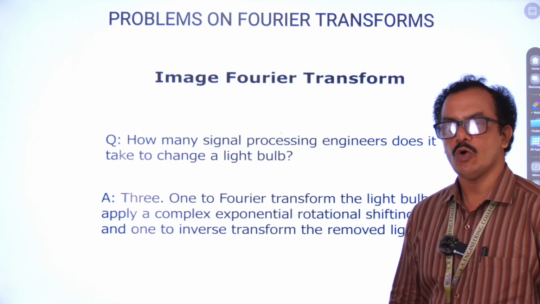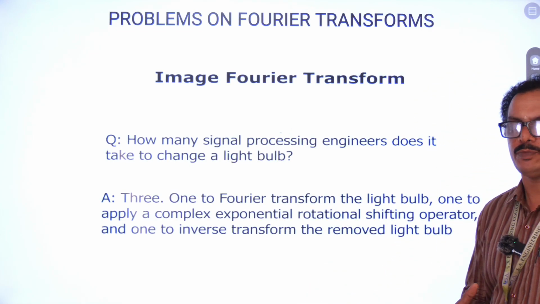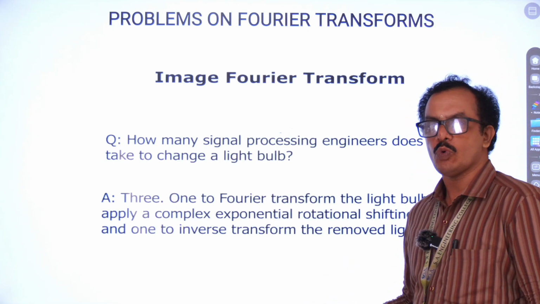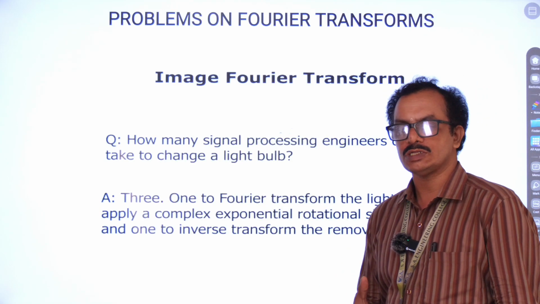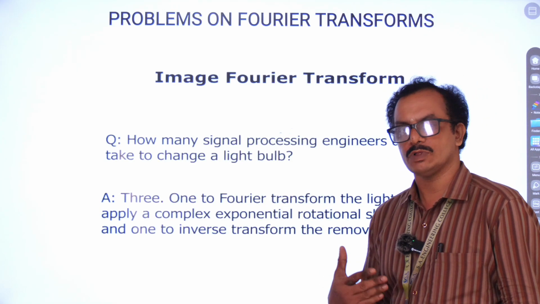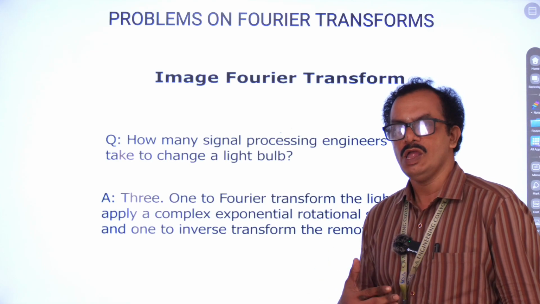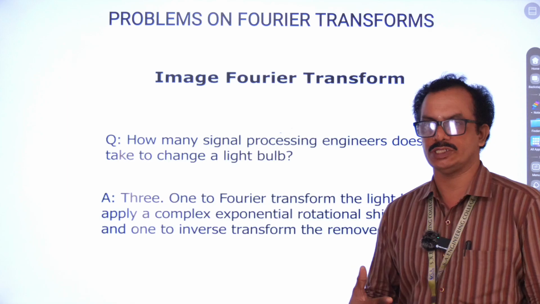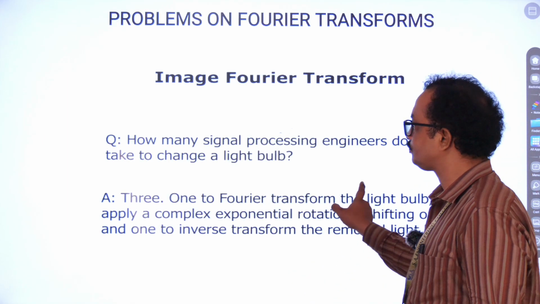Here it is asked how many signal processing engineers will be needed for transferring a bulb. The answer will be 3. How is it 3? The first engineer is needed for taking a Fourier transform. The second engineer is needed for taking a complex analysis. The third engineer is needed for taking the inverse Fourier transform. So totally 3. That is the answer.